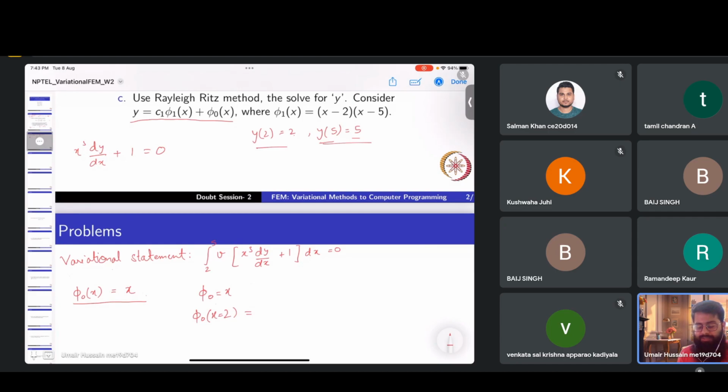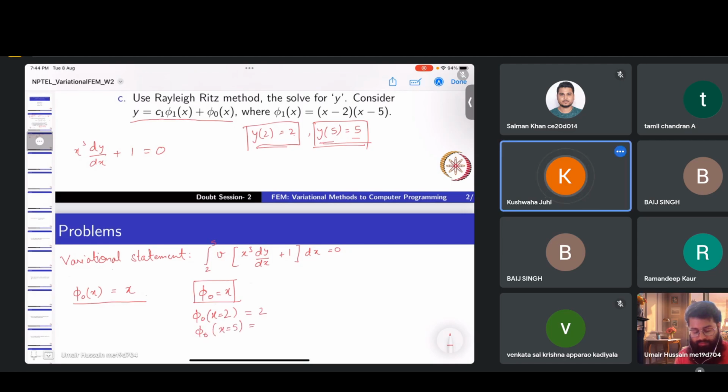Isn't it satisfying both the boundary conditions? So these are the two boundary conditions, right? Yes. Tell me, if I write phi naught equals x, what would be the value of phi naught at x equals 2? 2, isn't it? And what would be the value of phi naught at x equals 5? 5.